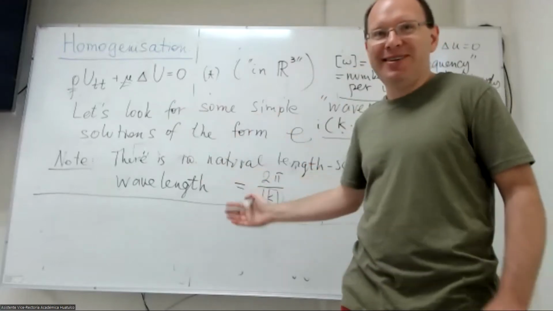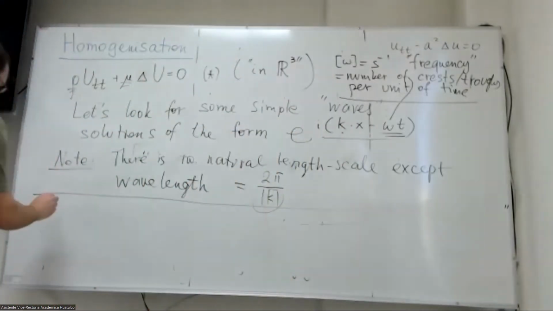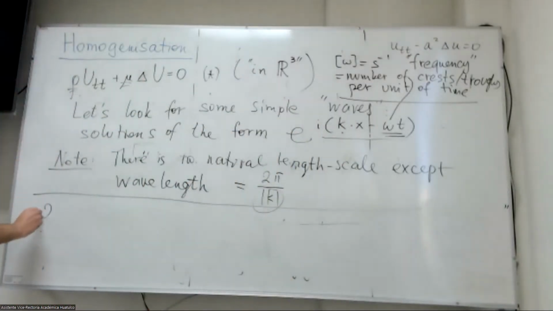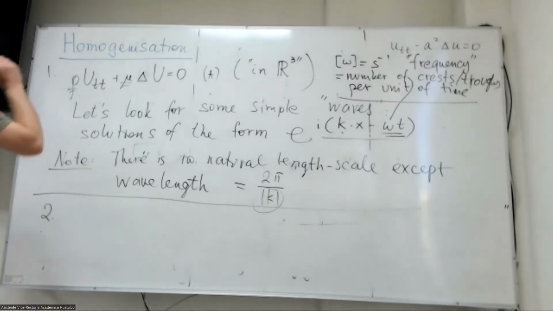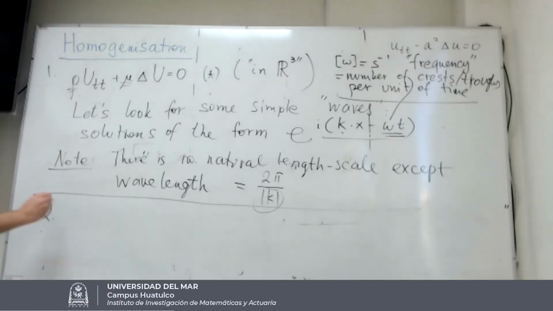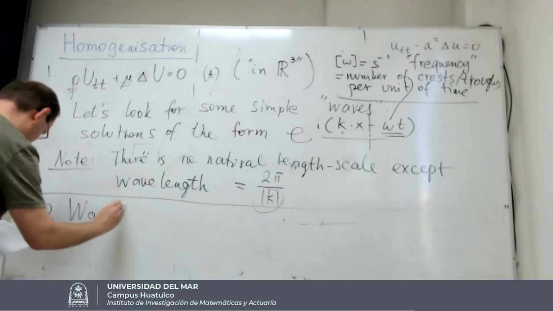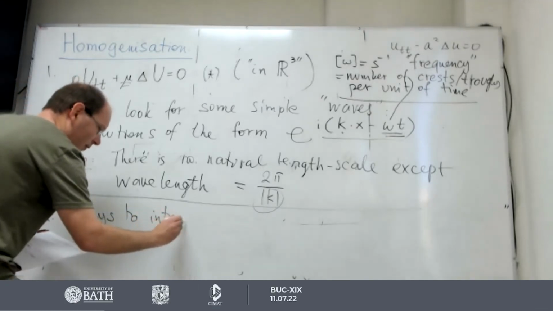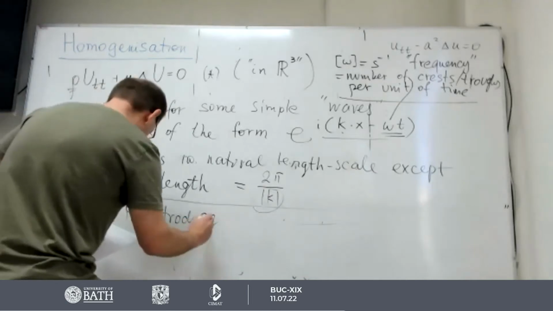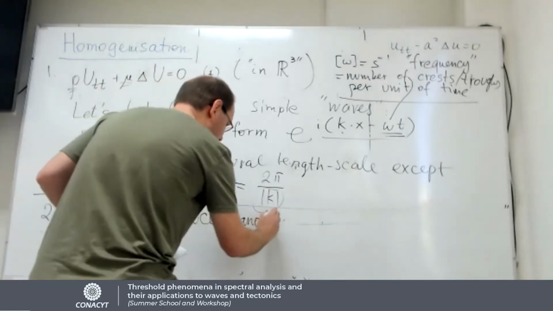So this is the second one. Maybe I should have put a 1 there at the beginning. This was 1 here. The second part is ways to introduce another length.